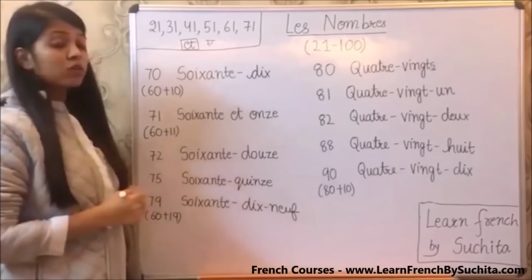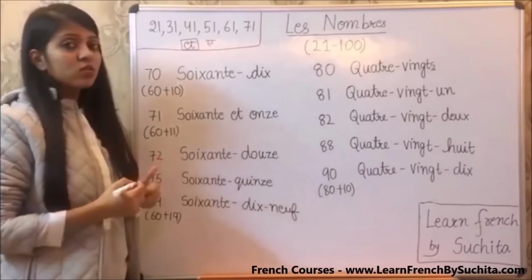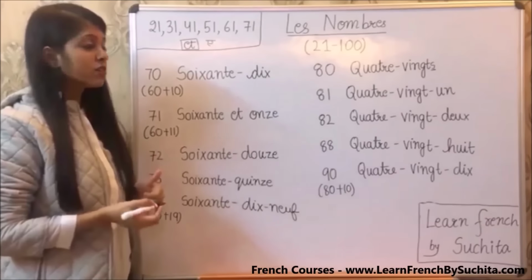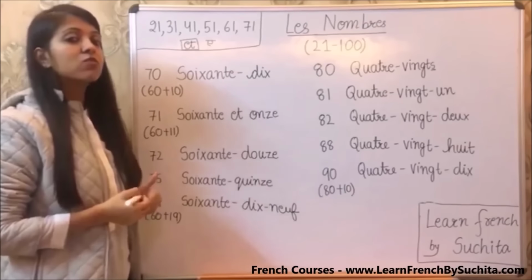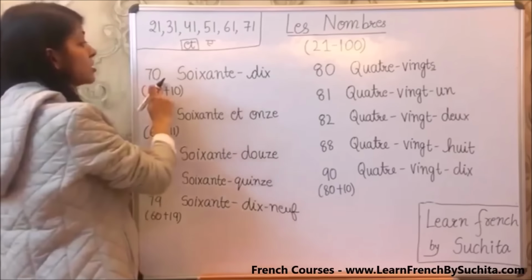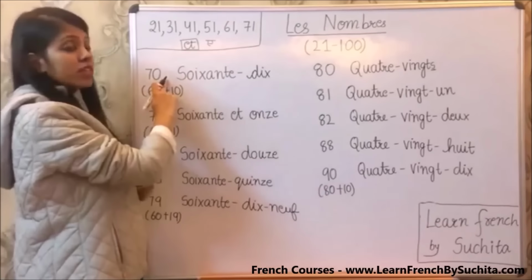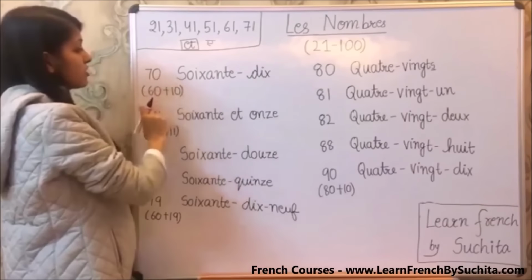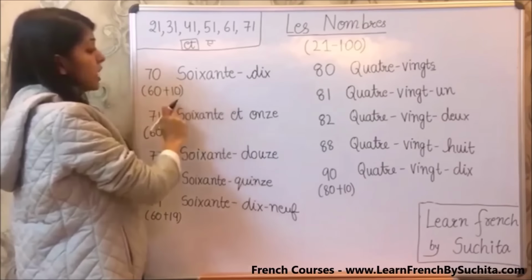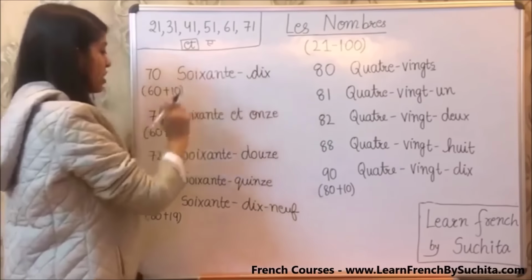Now from here the counting becomes a little different. 20 is known as vingt, 30 was trente, 40 was quarante, 50 was cinquante, 60 was soixante. But 70 does not have any special word for itself. How do we form 70 then? 60 plus 10 gives me 70. Now 60 is soixante, 10 is dix. So 70 is written as soixante-dix.